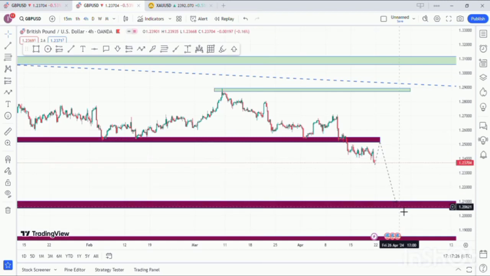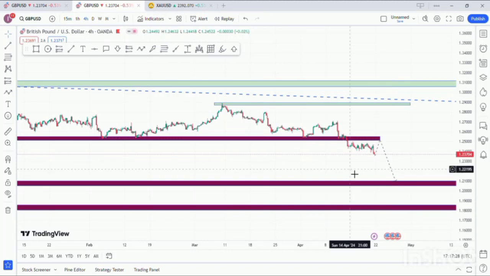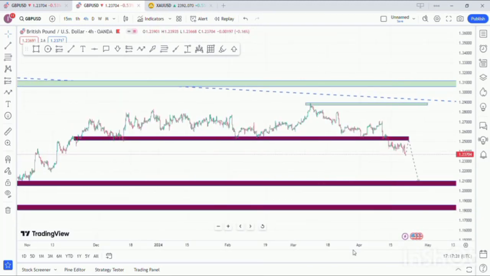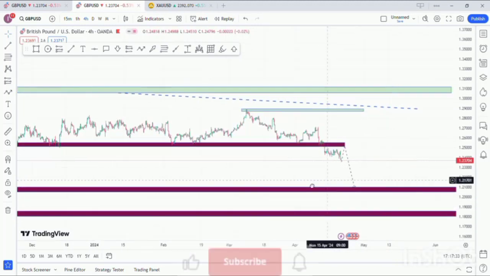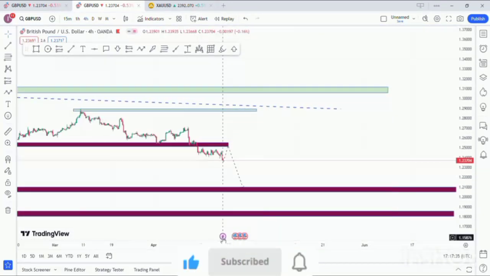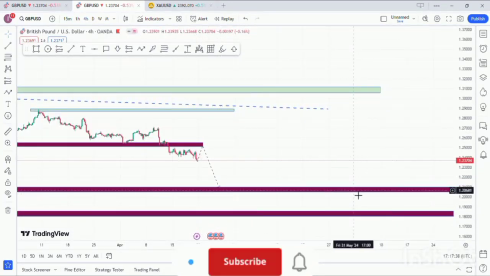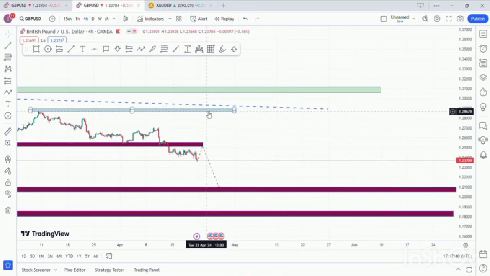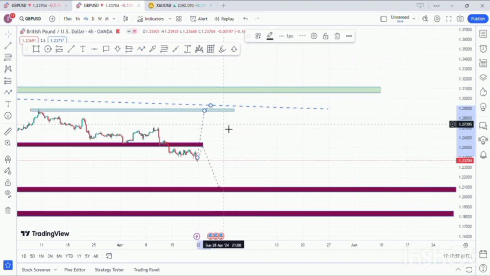But on the flip side, guys, if price does not and decides to go upward, I'll just zoom out here. If price decides to go upward, we're expecting price to move to this zone, or possibly respect our trend line. So what we're expecting is something like this, a reversal from here to this zone, or possibly to our trend line right here. That's what we're expecting for GBP/USD on the 4 hours time frame.